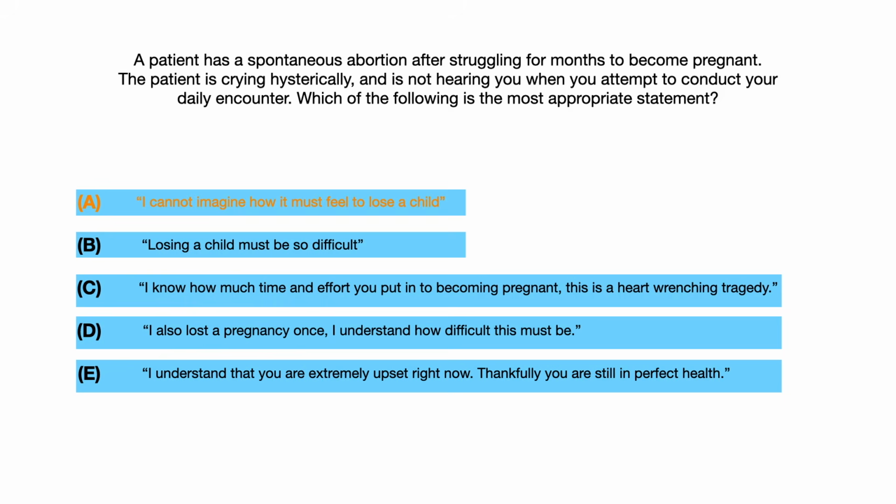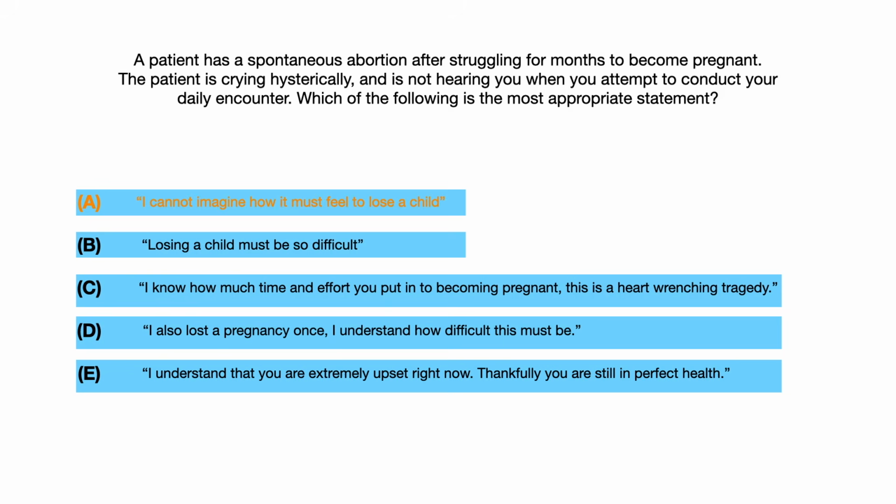Now, C, I know how much time and effort you put into becoming pregnant. You don't want to use a patient's history and assume you know what they went through. You never assume. If you assume, the answer is incorrect. So any answer choice that has an assumption, it's not going to be right. So assuming that you know how much time and effort they put in, which you don't, even if they're your patient, just don't say that. That's not the right answer. So now we're looking at A and B.